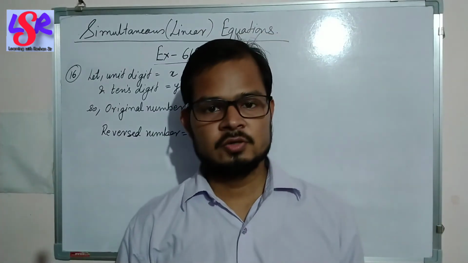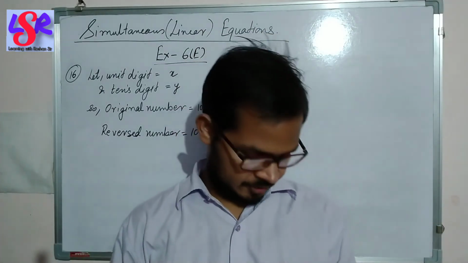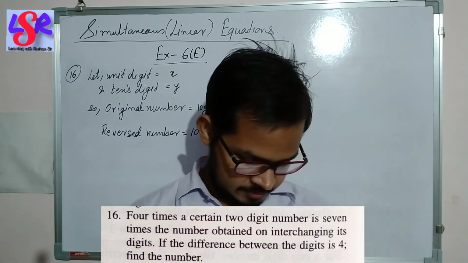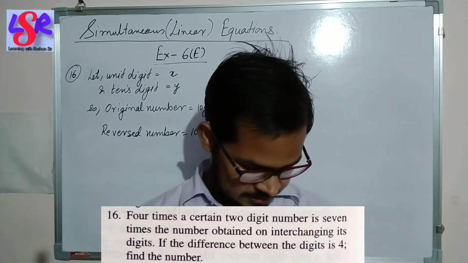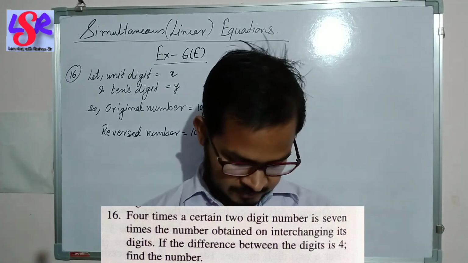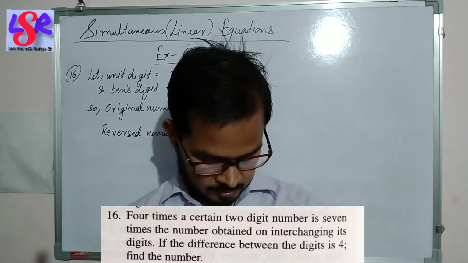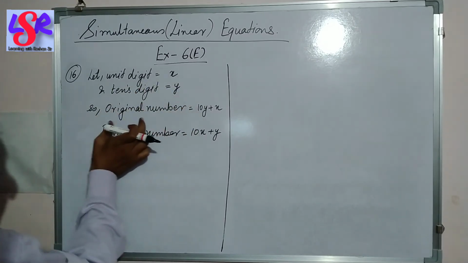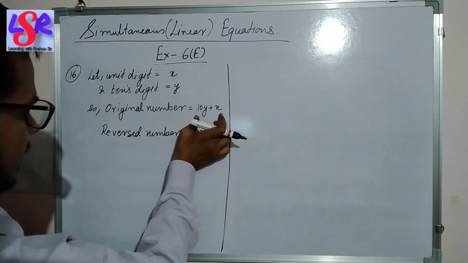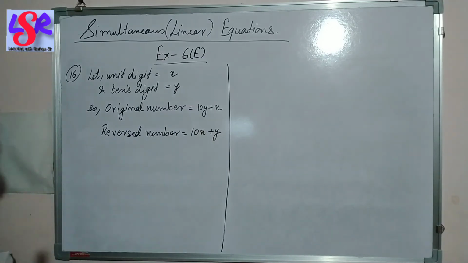Now let's go with question number 16. And here we have 4 times a certain two-digit number is 7 times the number obtained by interchanging its digits. If the difference between the digits is 4, find the number. Let the unit digit be x, tens digit be y, and the original number we get 10y plus x and the reverse number is 10x plus y.